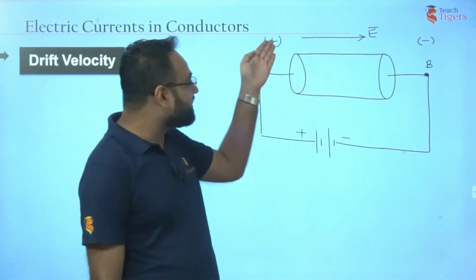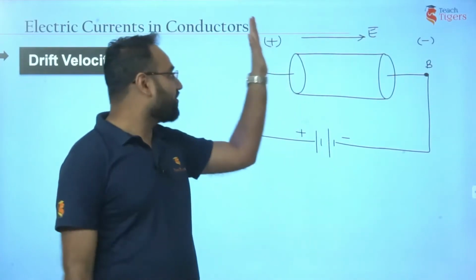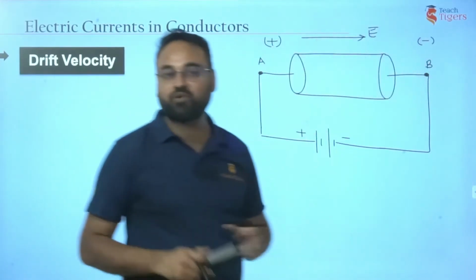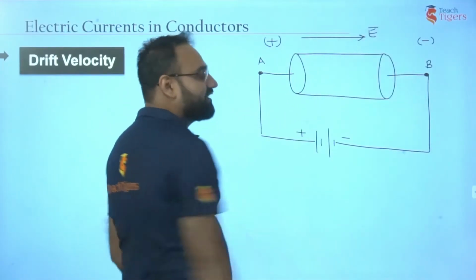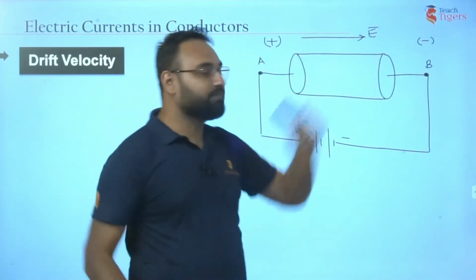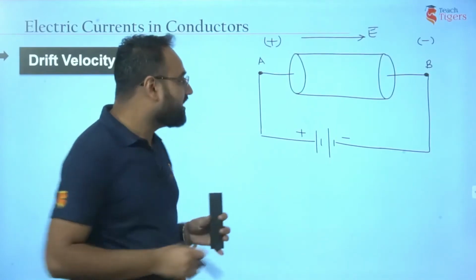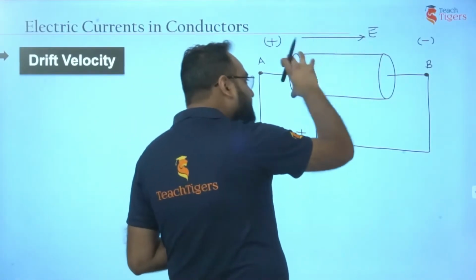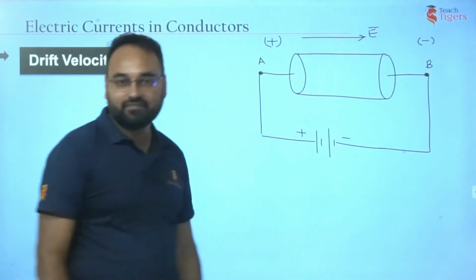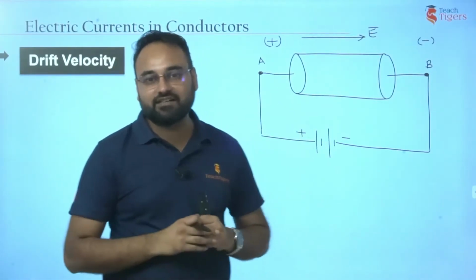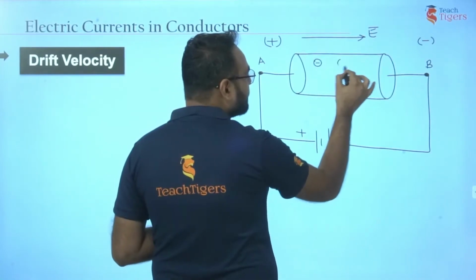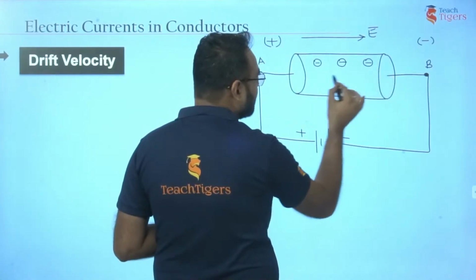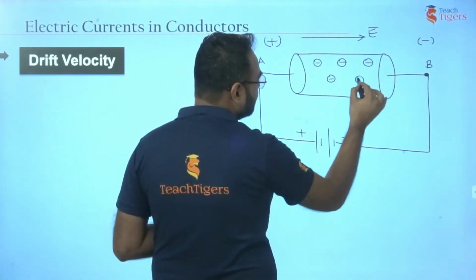Then only can we say that in the direction of the field, potential is decreasing, because this is at higher potential and this is at lower potential. Now, this is my electric field, from terminal A to terminal B. This electric field is also present inside this conductor, and inside this conductor there are free electrons, present like this.